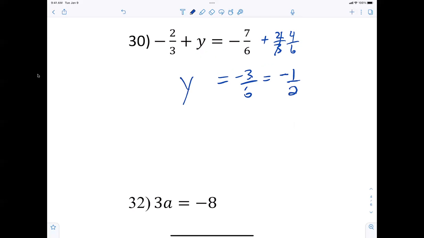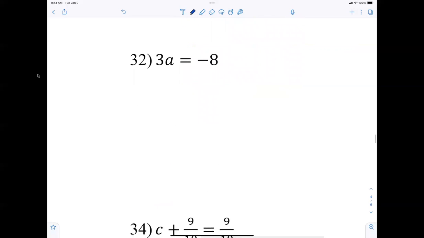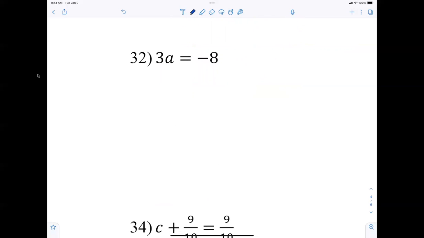Is everybody good with that? Because we got a common denominator, right? Multiply top and bottom by 2. Now you got the really easy one. How do I do 32? What do I do? Divide by 3. That's right. And does 8 divide by 3? It's just negative 8 over 3.